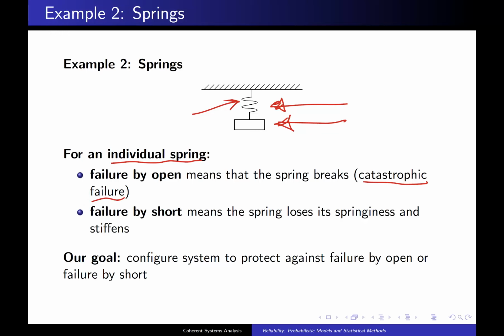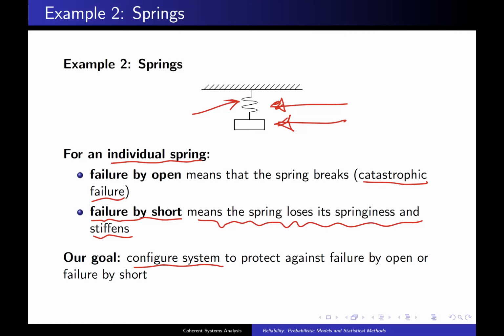The other way that a spring can fail is failure by short, and that happens less catastrophically and suddenly, but that means over time this spring has lost its springiness and stiffens, and it's not doing what springs are supposed to do anymore. So our goal here is to try to configure this system in some manner to protect against failure by open or failure by short.